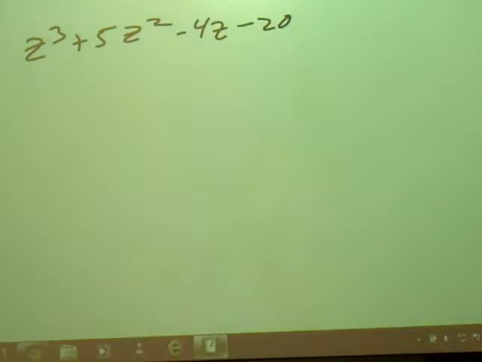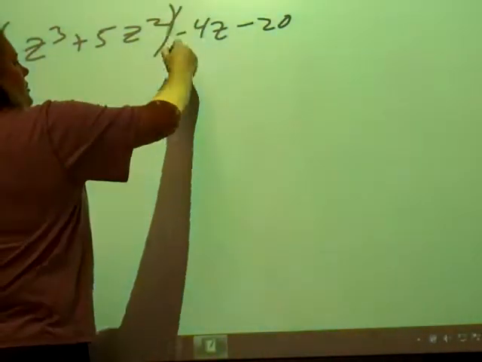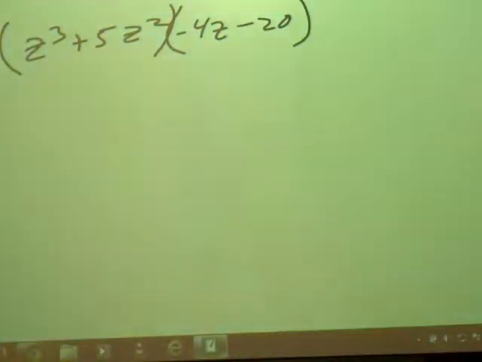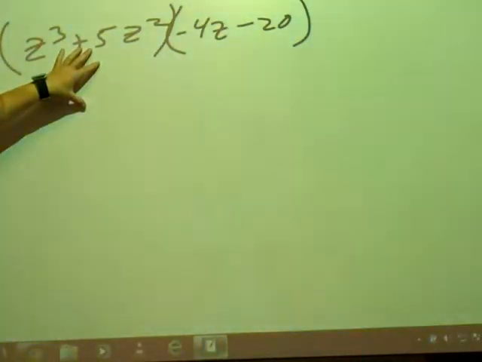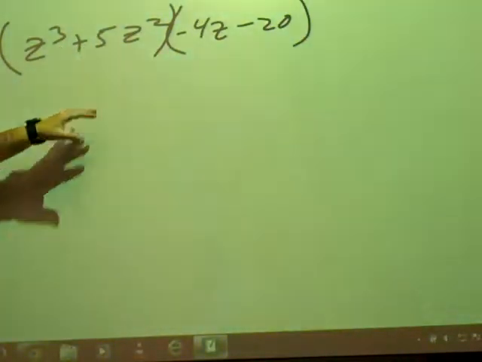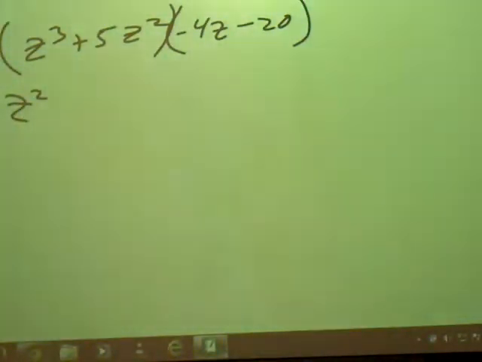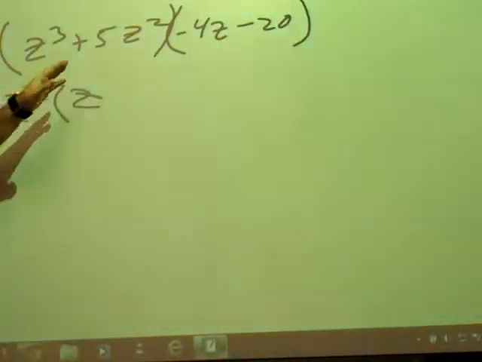When we did this earlier in the year, when we had 4 terms, if we could not find anything to go evenly into all of them, we grouped them 2 by 2 and then tried to find GCFs there. So you're going to throw your parentheses on that. Now, in this new group, is there a GCF? Z squared. Good. So I'm taking a z squared out of that first parentheses. Z cubed divided by z squared, 5z squared divided by z squared.